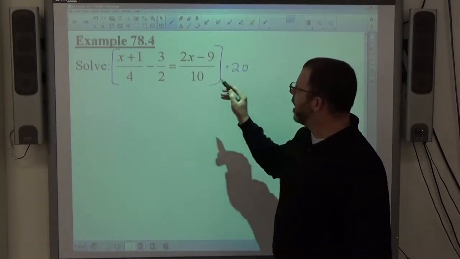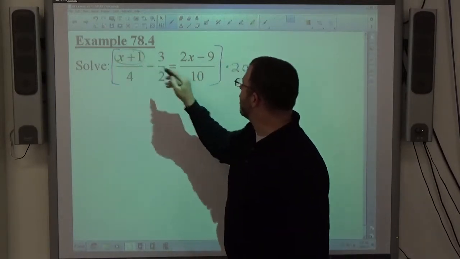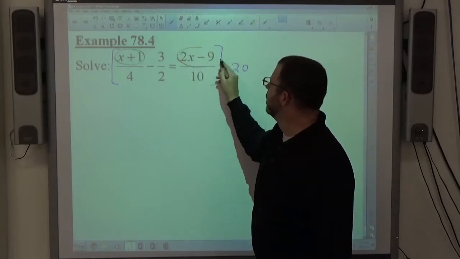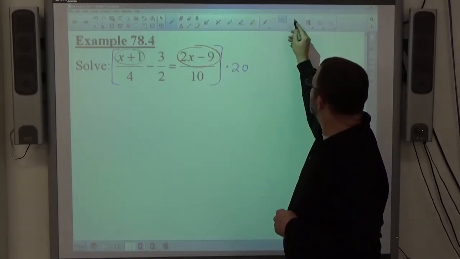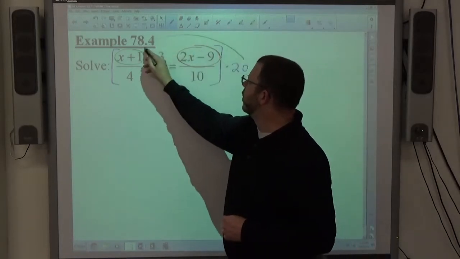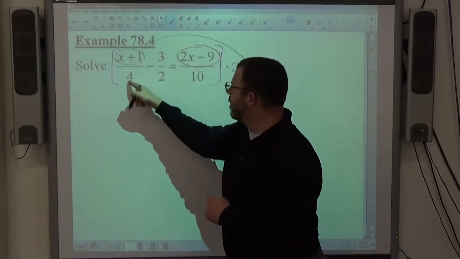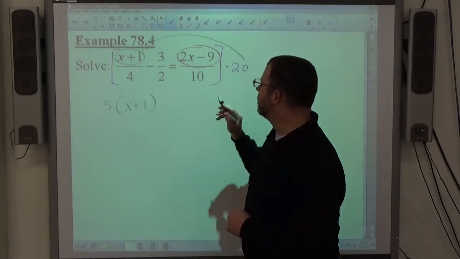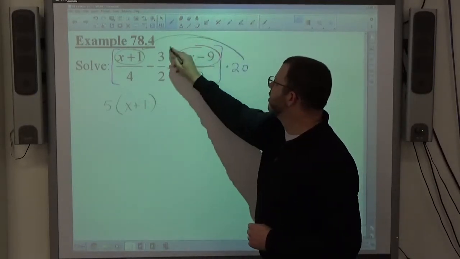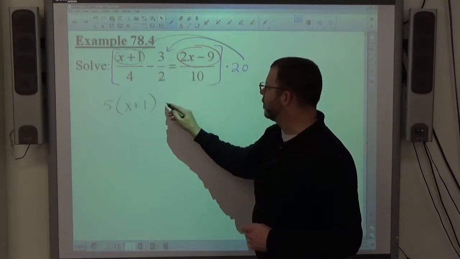And notice here, I've got a binomial on this one, and I've also got a binomial on this one. So each of those is going to be, when I divide, I'm going to have to multiply the top of both pieces of the top by the quotient. So when I do this product, 20 divided by 4 makes 5. That's going to multiply by the x plus 1 on top. 20 divided by 2 is 10, times negative 3 is negative 30.